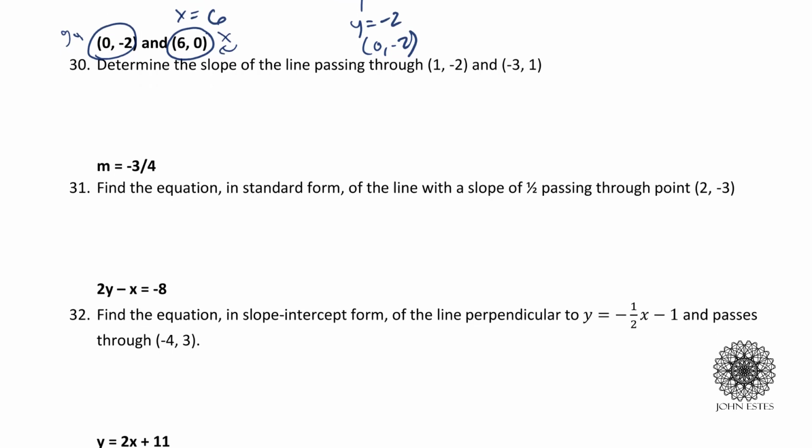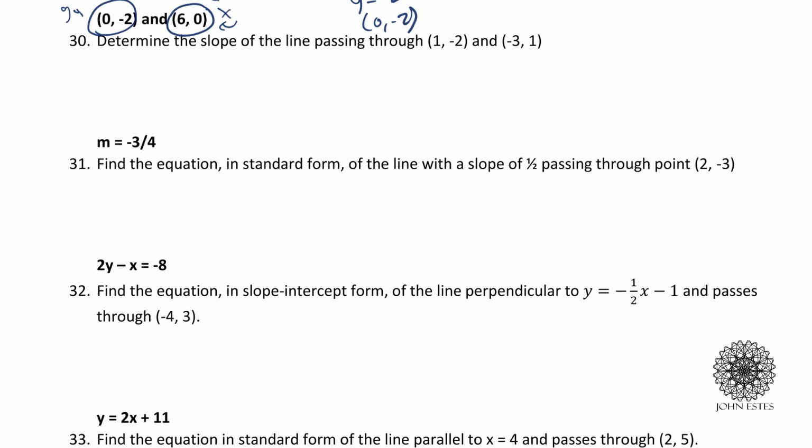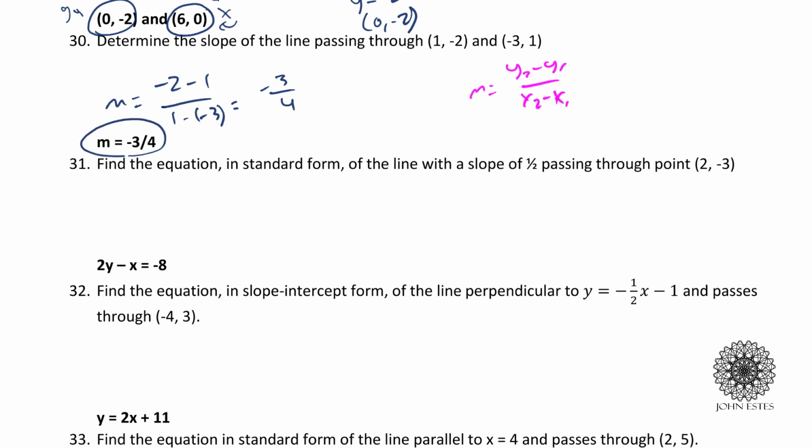All right, number 30. Determine the slope of the line passing through these 2 points. Do we know the slope formula? The slope formula says the difference of the y's over the difference of the x's. Okay, so since I have my 2 points, it's just a matter of plugging in the slope formula. And we're kind of just quizzing you on whether you know it. So it doesn't matter which point I pick. Let's say I can say negative 2 minus 1 over 1 minus a negative 3. And doing that, I get negative 3 over 1 minus negative 3 is 4. Negative 3/4 is my slope.